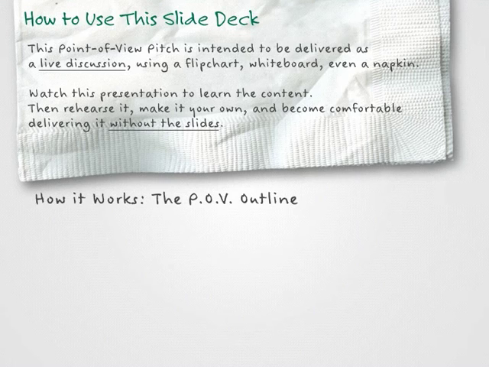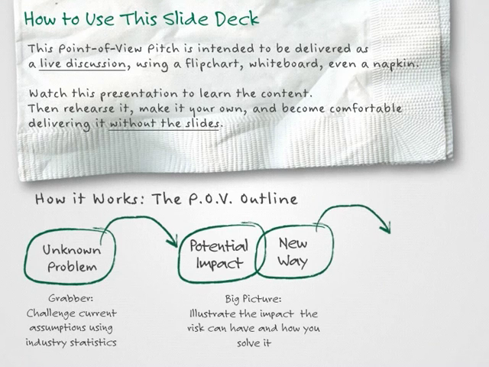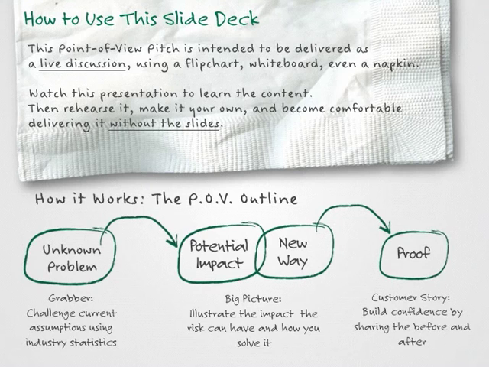First, it presents an unknown problem to a decision maker to get their attention. Then it describes how the problem impacts their current situation and how they can work with Kaspersky to address these issues in a new way. And it ends with proof. Watch this presentation to learn the content. Download the attached cue card to familiarize yourself with the picture and supporting statistics. Then rehearse your presentation to make it your own.